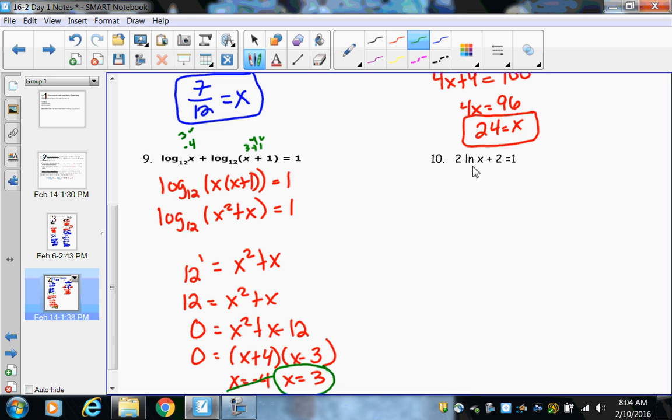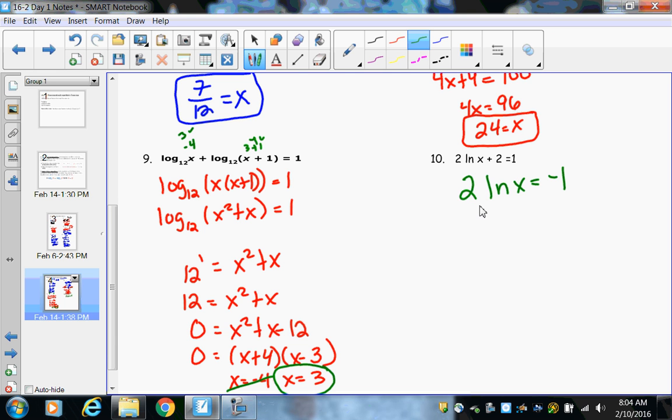Example 10 is along the same lines, but it looks a little different, so let's work this one together. Again, you're not going to do anything until you have the single log by itself. So what I'm going to do first, the opposite of addition is subtraction. So that's really 2 natural log of x equals negative 1. Then, if you remember, there's 2 things you can do from here, and I'm going to work it 2 different ways in just a second.